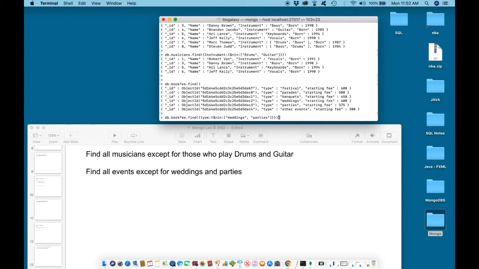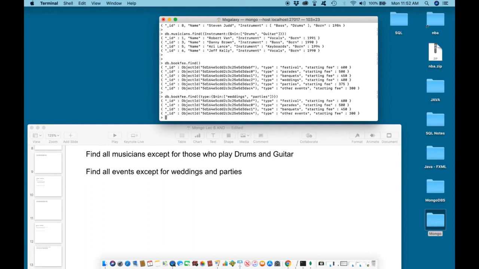Verify that the statement is correct. db period book fee period find. The type of events that we're looking for is not in weddings, not in parties. Hit enter. And this time we are returned with all of the events and their starting fees except for information about weddings or parties.